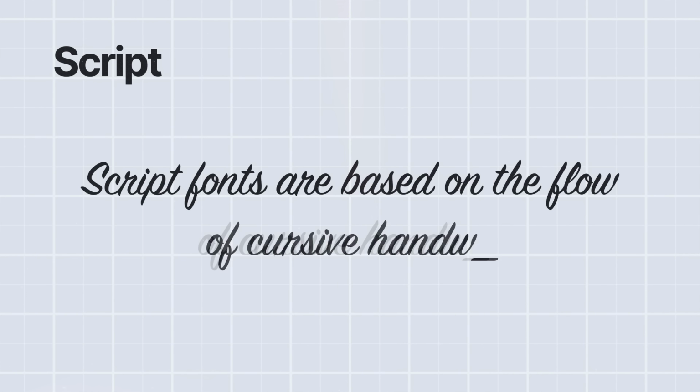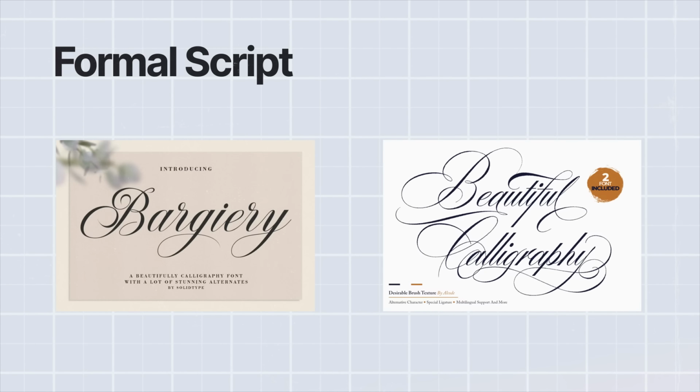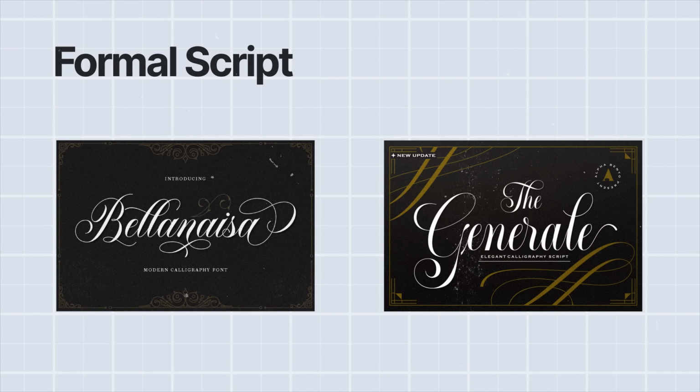Script. These are based on the flow of cursive handwriting and are divided into two main categories, formal and casual. Formal scripts are elegant typefaces used on wedding invitations and diplomas. They're inspired by writing from the 17th and 18th century. They feature connecting tails and flourishes. They look very elegant, very regal.